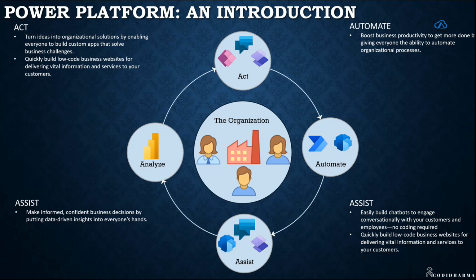For that, the analysis phase comes into the loop, wherein the organization keeps on analyzing what it has done in the past and derives the insights from it, and then again starts the loop by acting, automating, and assisting based upon the previous analysis that was done. So this is how the virtuous feedback loop for organization works, and it allows them to provide value to the customers as well as the internal employees.